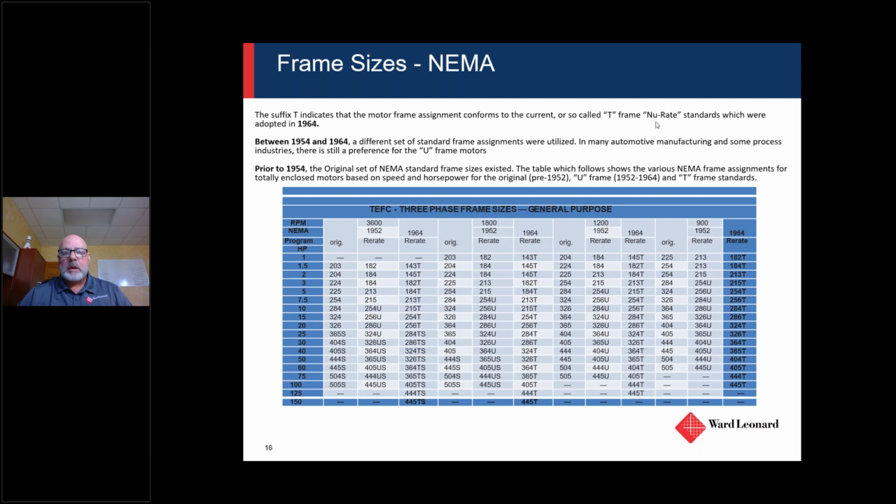The U-frame motors were about 52 to 64, and they were predominantly applied in automotive manufacturing, but a much larger, more robust type of a motor, I guess that's the way to say it. But really, it was much larger because they just didn't have the advancement in insulating materials that we have today. Some of the motors back in U-frame or pre-NEMA would use cotton on the wire. Now we have enamels, and we have other coatings that really allow for a much smaller package.